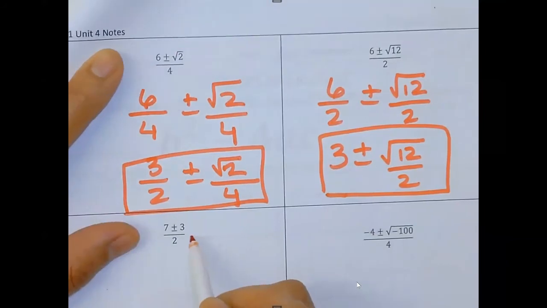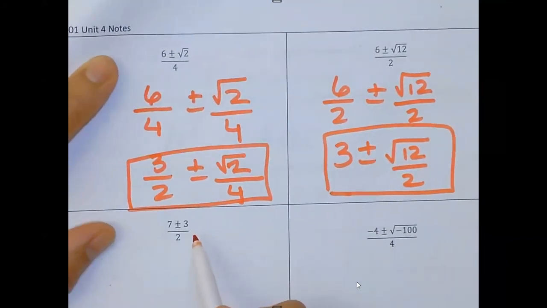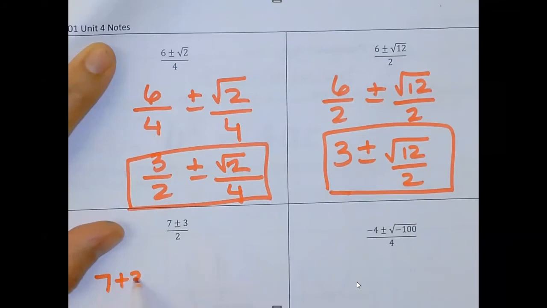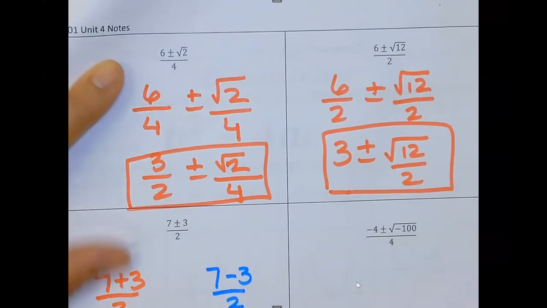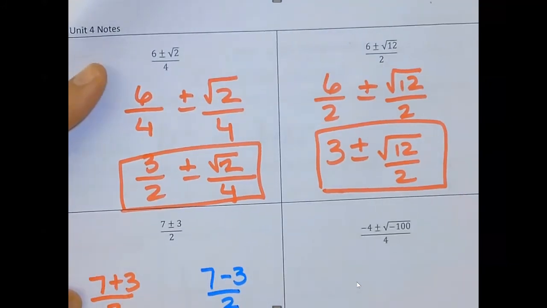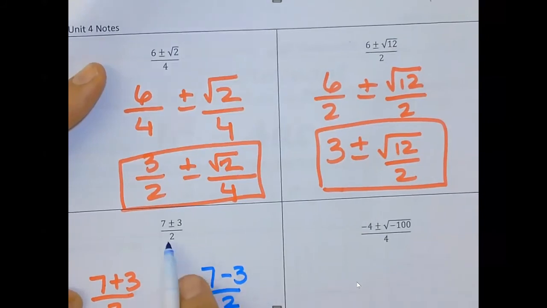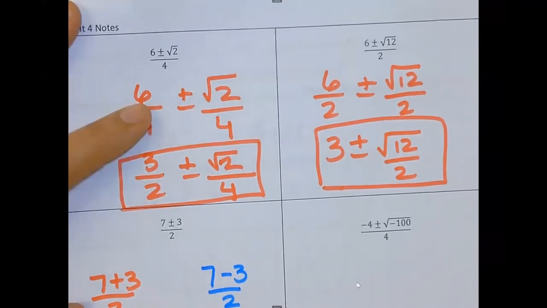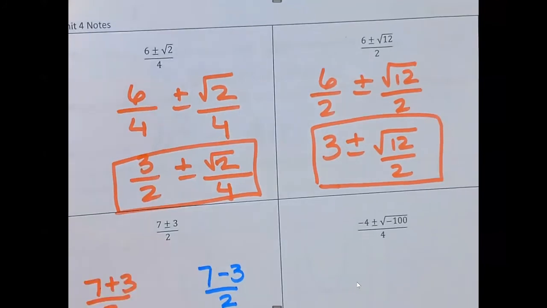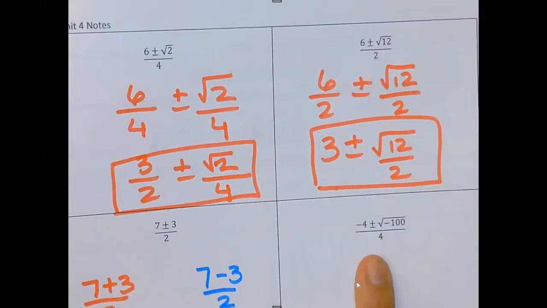This one, be careful. This is saying 7 plus 3. And then the other one is saying 7 minus 3. Because they're numbers, you can't leave it like this. You actually do have to simplify it. If it's a square root, you could leave it, but if they're numbers, you do need to simplify it. All right, be careful with this one.